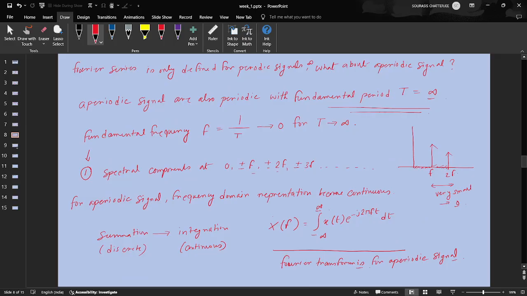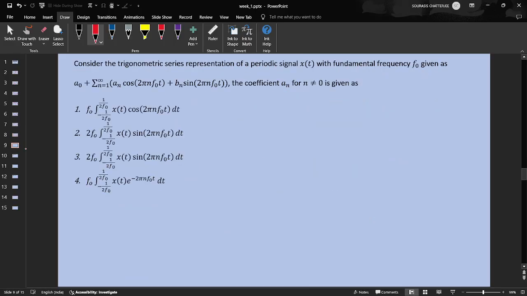So with that, let us move to our third question, which says that the trigonometric series representation of a periodic signal x(t) with fundamental frequency f naught is given as follows. We need to find the coefficient a_n for n not equal to 0. We have four options, 1, 2, 3, 4, and we have to find which one of these is the correct answer.